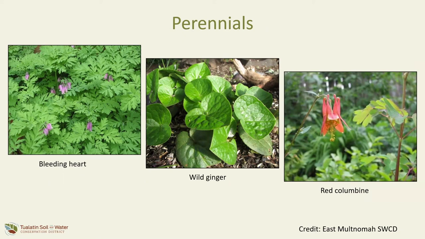So think about choosing perennials that are going to bloom at different times of the year. We talked about some early season bloomers versus late season bloomers. As you're making your list, think about when these are going to flower and whether you are creating resources for pollinators and wildlife that stretch all the way from early spring to late summer. The examples that we have on this slide are the bleeding heart, the wild ginger, and the red columbine.